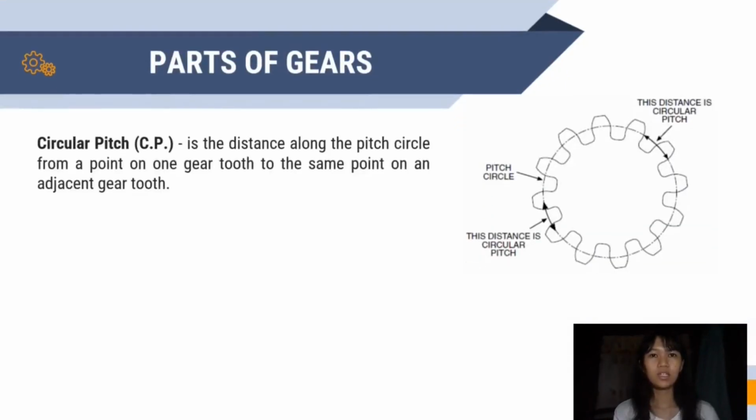Circular pitch is the distance along the pitch circle from a point on one gear tooth to the same point on an adjacent gear tooth. Calculated in inches, the circular pitch equals the pitch circle circumference divided by the number of teeth. Because circular pitch is directly proportional to module and inversely proportional to diametral pitch, meshing teeth must have the same circular pitch.